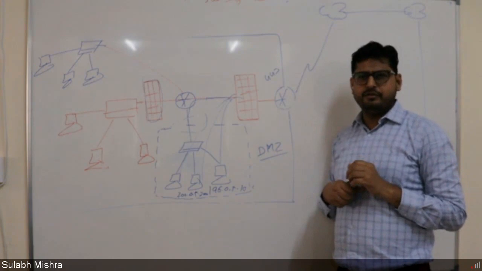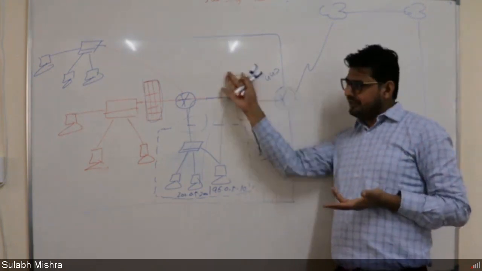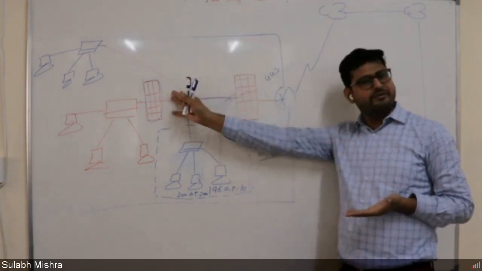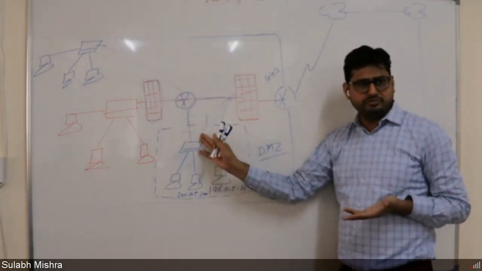A small company may not have it, right? I'm talking about a corporate network. They will have it. You will have this firewall. You will have the internal firewall. You may have a DMZ firewall also.